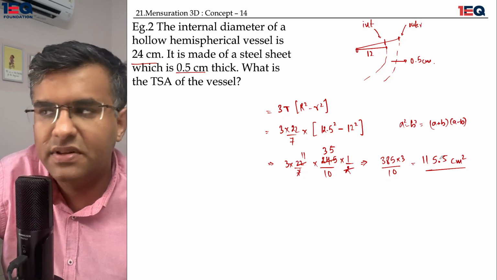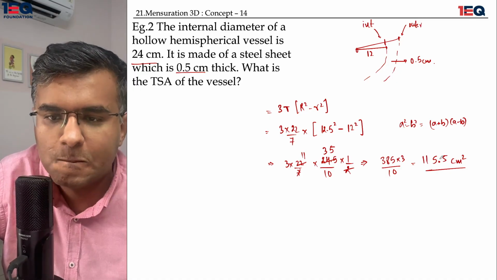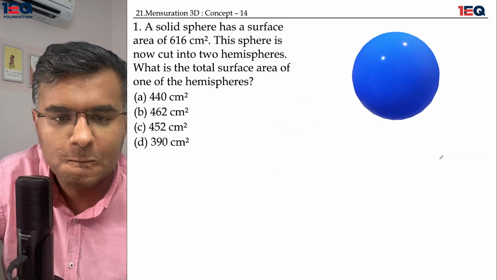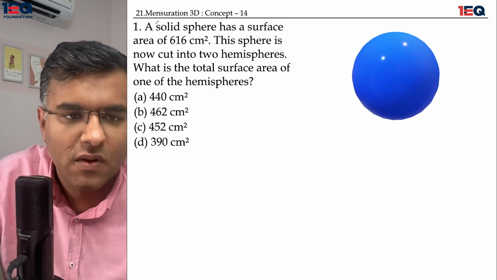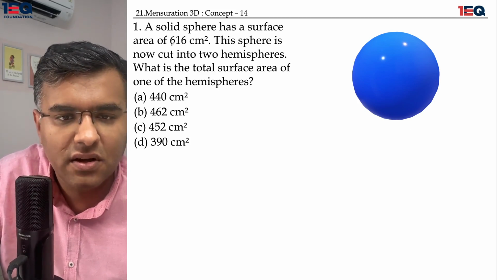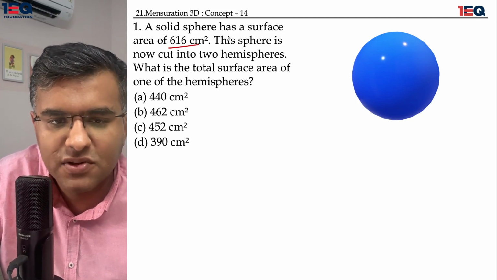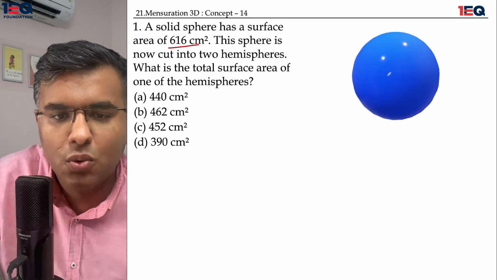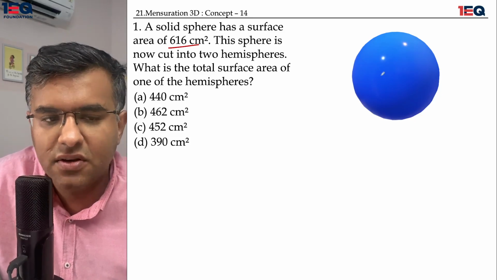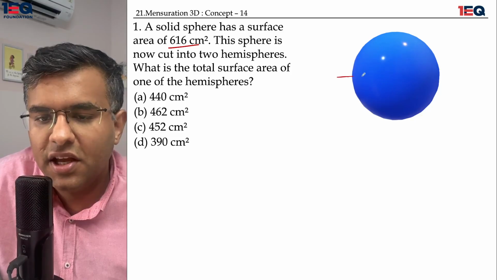Okay, hemispherical vessel with a total surface area. Let's go ahead. A solid sphere has a surface area of 616 centimeter square. The sphere is now cut into two hemispheres. What is the total surface area of one of the hemispheres?